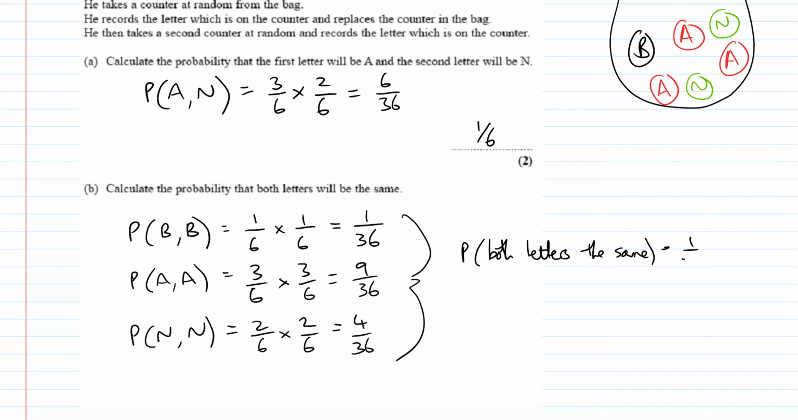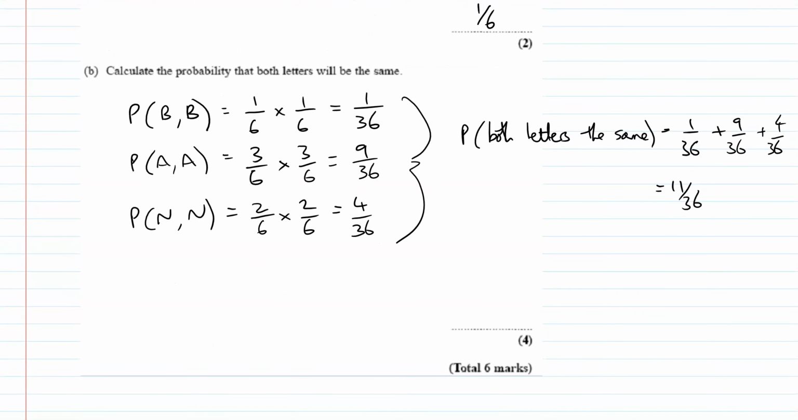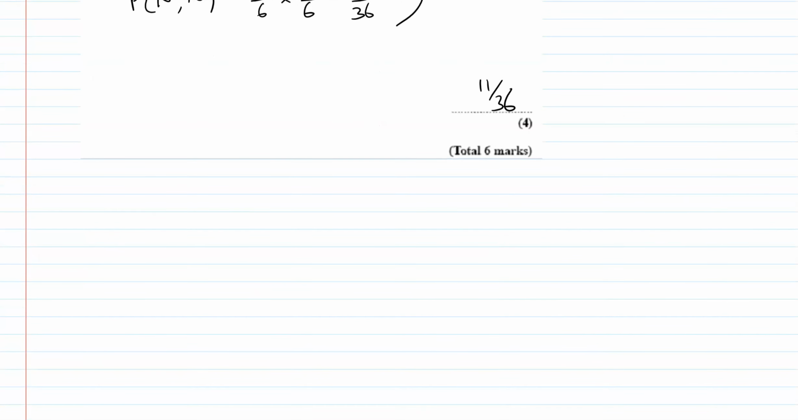So we're going to add them up. So that would be 2 B's. But we could also get 2 A's. That's another way. And we could also get 2 N's. So we get 11 out of 36. And that won't simplify. So basically we're building up a tree diagram here of either it's a B, an A, or an N, and then the same thing again.